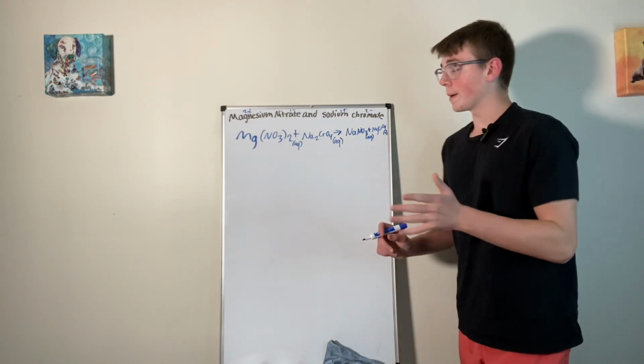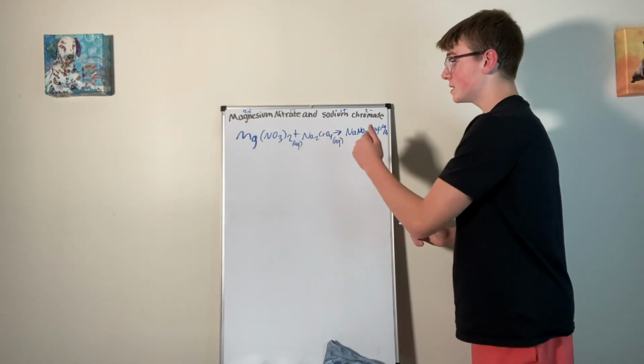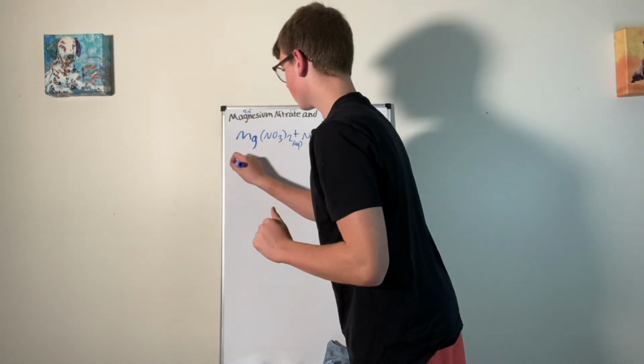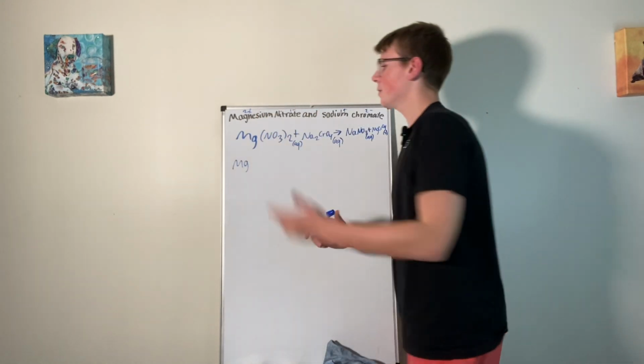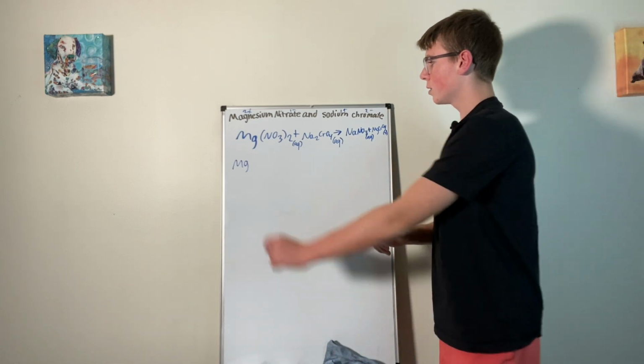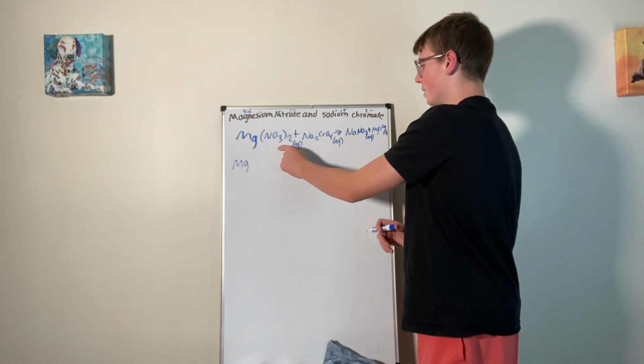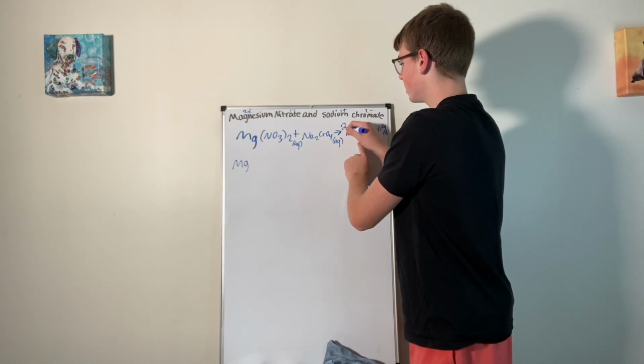That's everyday life. Okay, so what you do here is you split everything that's AQ into its ions. So first you have to balance. There's one Mg here, there's one Mg here. There's two NO3s here, there's one NO3 here, so put a 2 there.